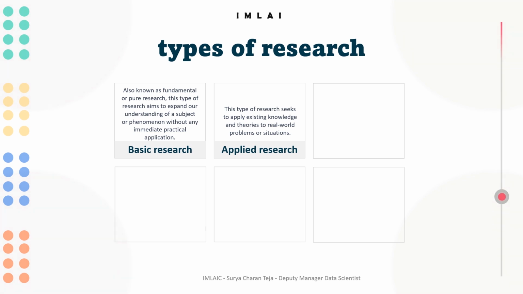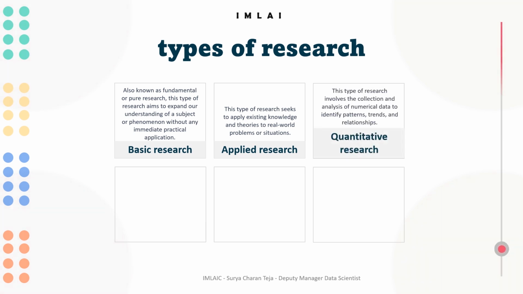Next, the research type that is in the pipeline for us is quantitative research. This is very, very important. This type of research involves the collection and analysis of numerical data to identify patterns, trends, and relationships. It typically involves the use of statistical methods to analyze data and draw conclusions.